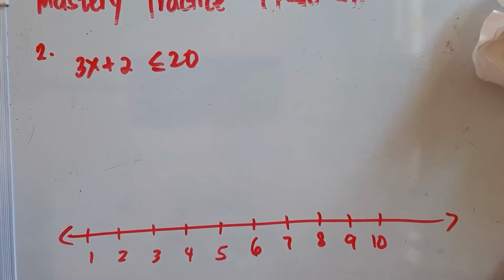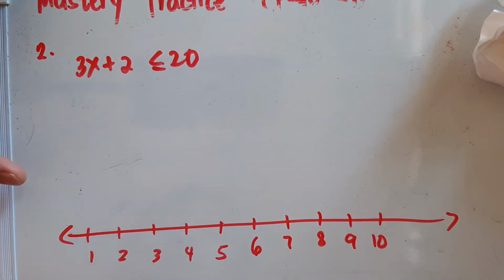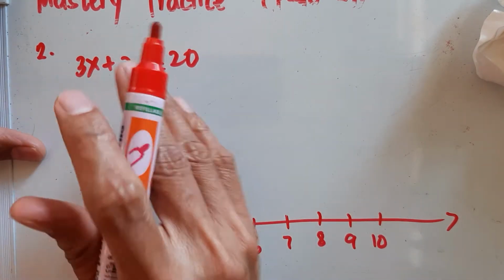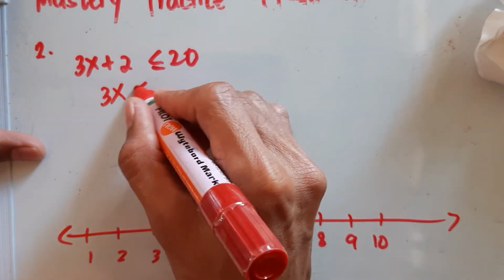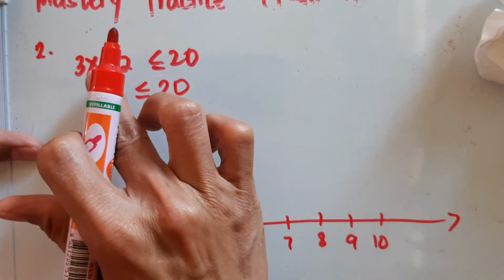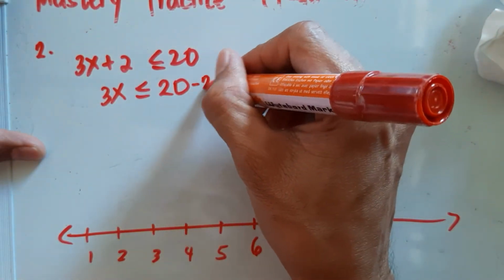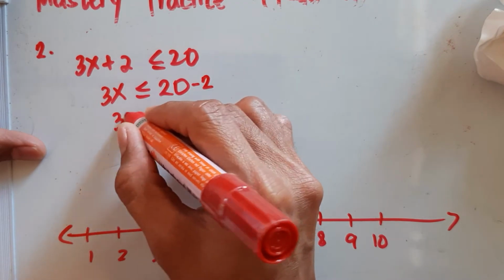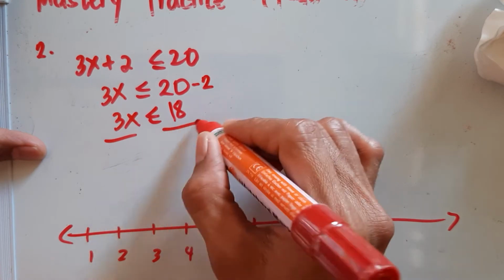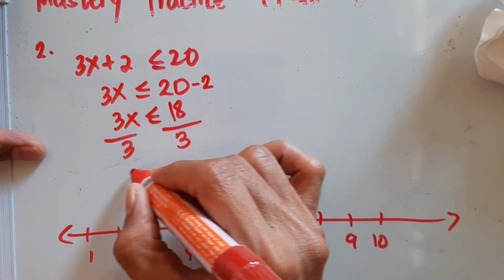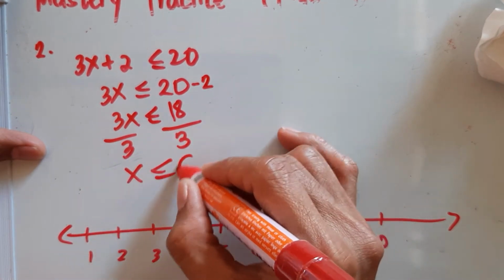Okay, for problem number 2, given that 3x plus 2 is less than or equal to 20, what we're going to do is first solve the inequality. Next, represent the solution on a number line. To solve this inequality, all you have to do is leave x on the left and all the numbers to the right. So we copy 3x is less than or equal to 20. The plus 2, I'm going to transpose that, so it's going to be minus 2. So 3x is less than or equal to 20 minus 2, which is 18. Divide both sides by 3. So the value of x is less than or equal to 6.